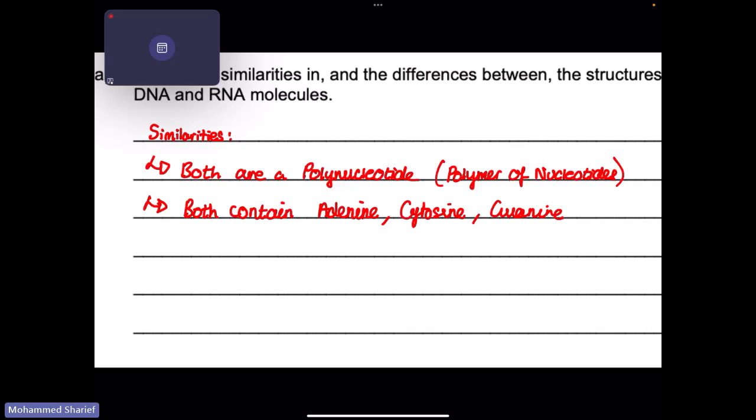Both of them have phosphodiester bonds. Okay, so both have phosphodiester bonds. Okay, and remember these bonds are present between the pentose sugar and the phosphate. Okay, and in DNA you have 2 strands running parallel to each other, whereas in RNA you only have a single strand which is running down.